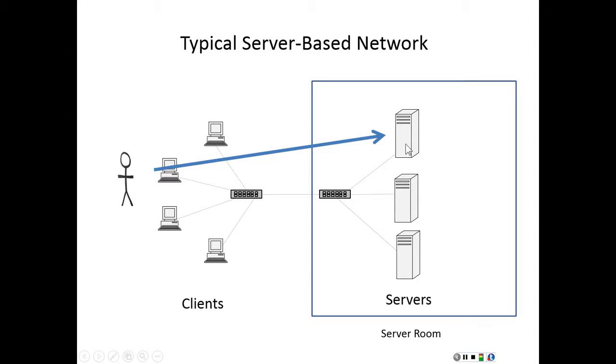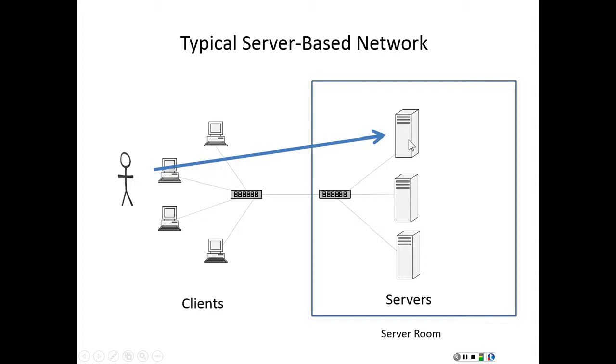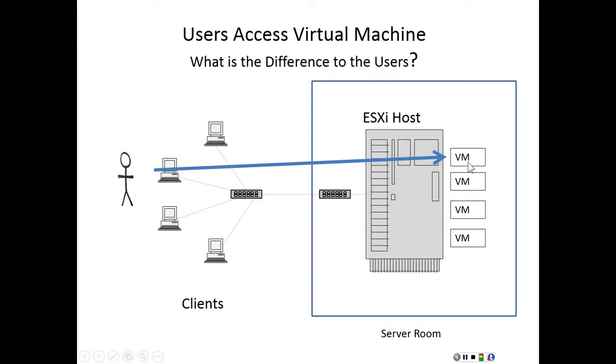And if it's a virtual network infrastructure, the user will access the operating system, which is running on a virtual machine, which is running on the ESXi host, and the difference to the user is none. The user can't tell the difference between accessing an operating system on a separate physical box versus accessing an operating system which is running on a virtual machine on an ESXi host. Well, maybe it'll be a little bit faster if this is a new ESXi host.